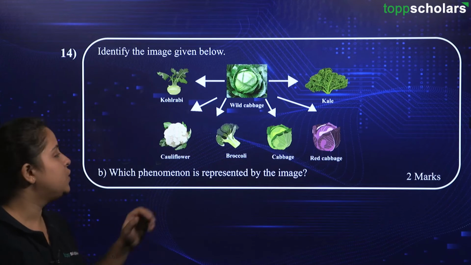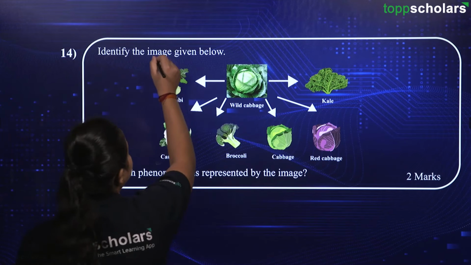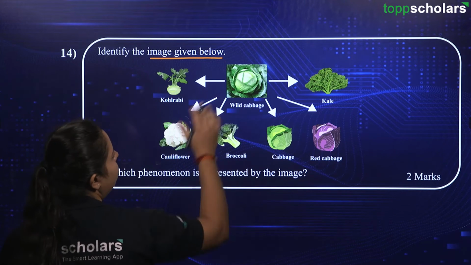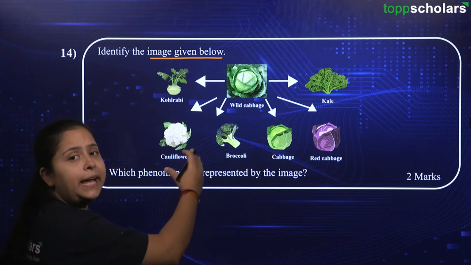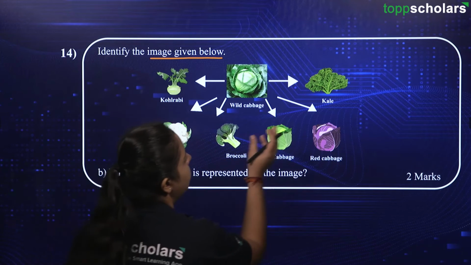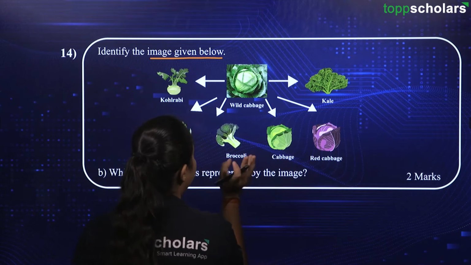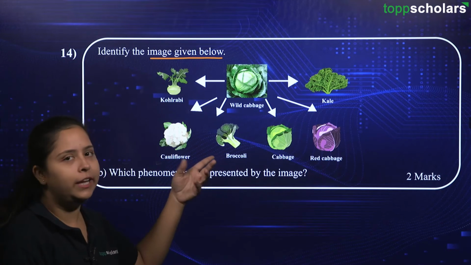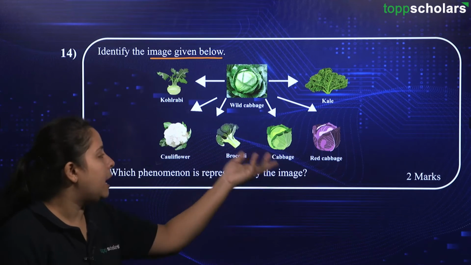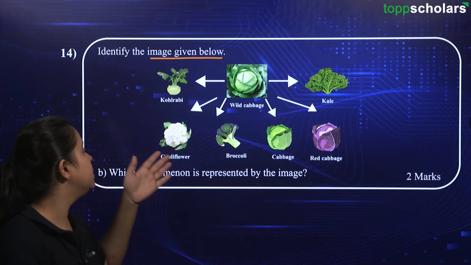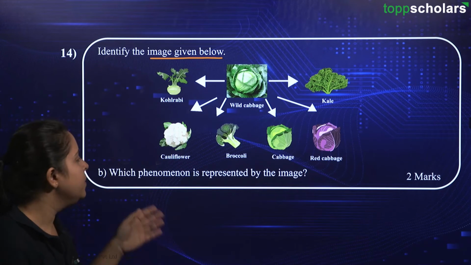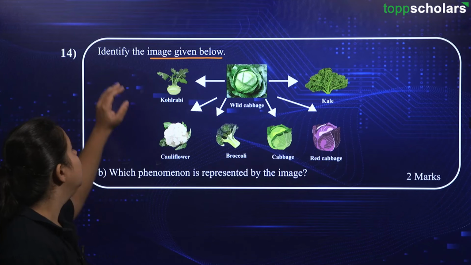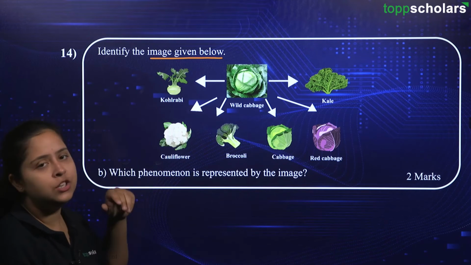Here is the question asked for 2 marks. It says, identify the image given below. So here we have the wild cabbage. Then we have different types arising from it: kohlrabi, kale, red cabbage, broccoli, cauliflower. You might have seen all these, right? We have broccoli in our market, in our foods now. Cabbage is present. Red cabbage is also used. We have cauliflower as well. So these things are very common. The question is to identify the image given to us.